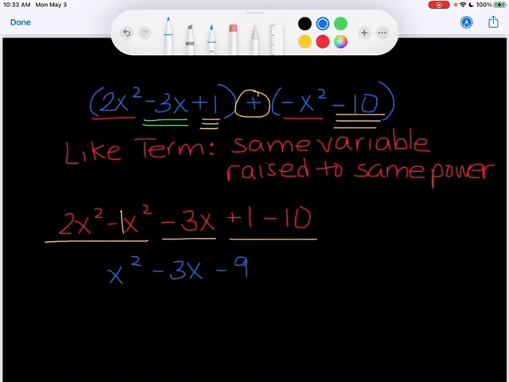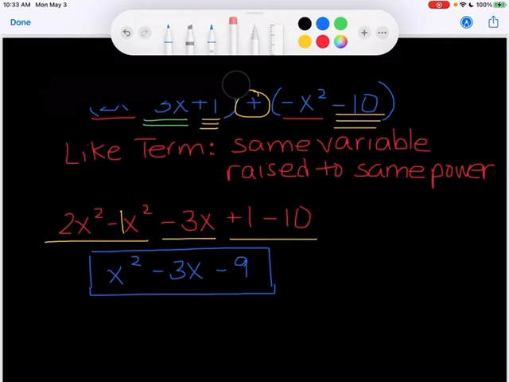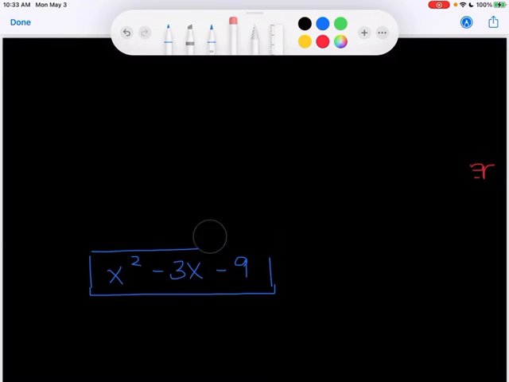So here's my final answer, and it is in descending order. It's highest exponent to lowest exponent, and we are done. Now subtracting is very similar. You just have to be careful of that subtraction sign. So let's look at an example of subtracting polynomials.